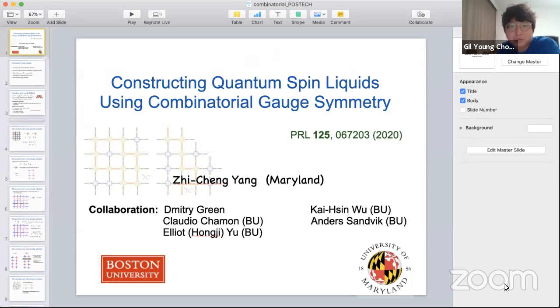And then he has been quite prolific for the past couple of years. He has been known for his work on non-equilibrium systems, quantum computation, and strongly correlated systems. And today, I think he's going to introduce a new way of constructing the quantum spin liquid in the name of the combinatorial gauge symmetry. So Ji-Chang, I think you can start.